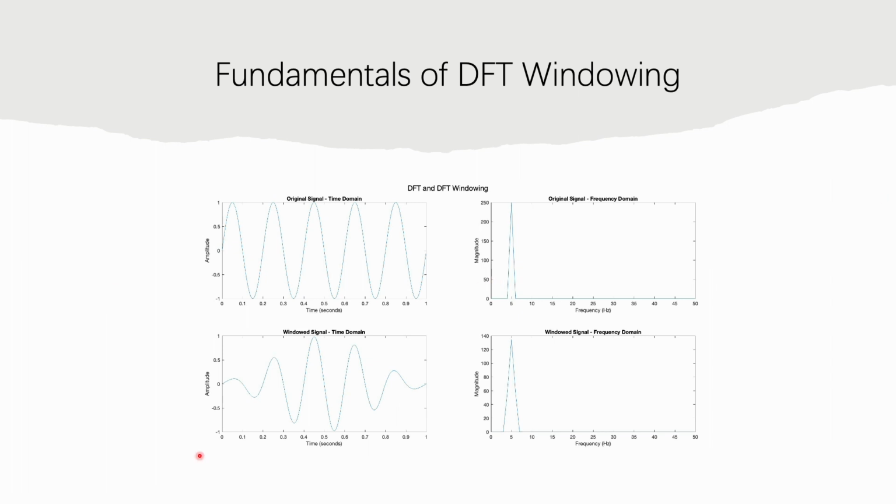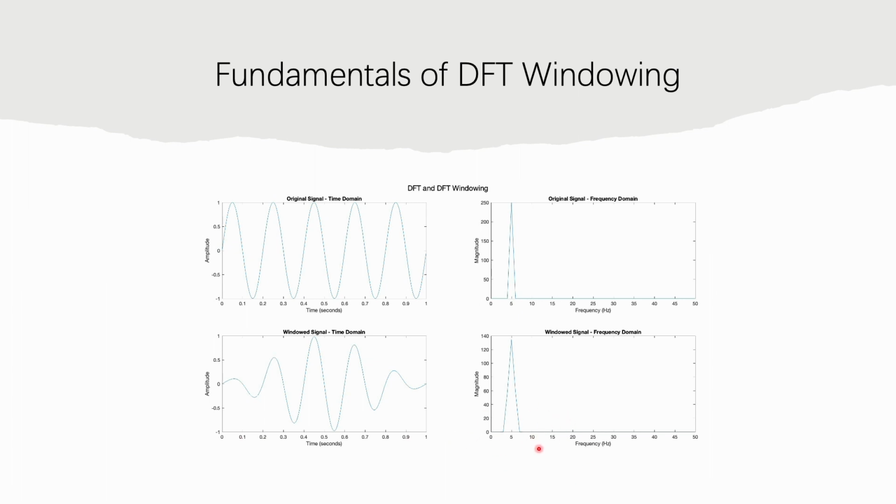In the third plot, we see the effect of applying a Hanning window to our signal in the time domain. Notice how the signal gracefully tapers off at the end. This window function is designed to reduce the abrupt changes that can lead to spectral leakage.